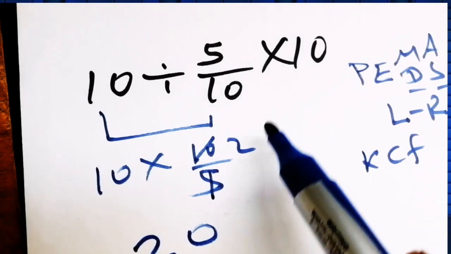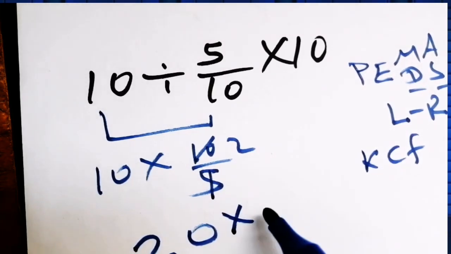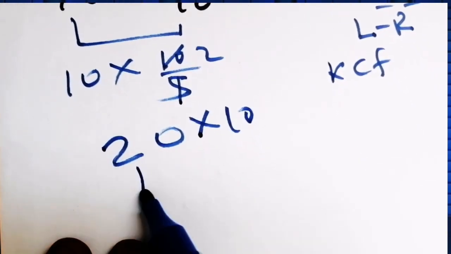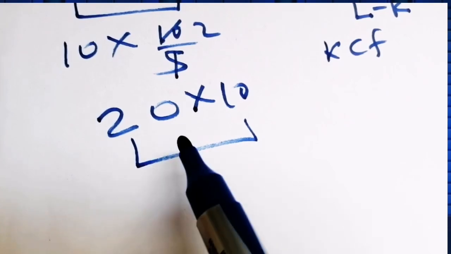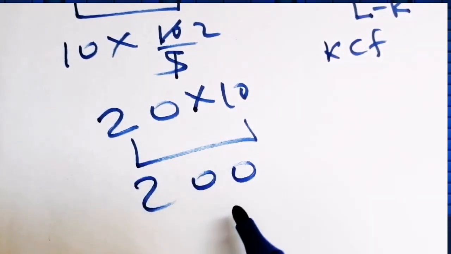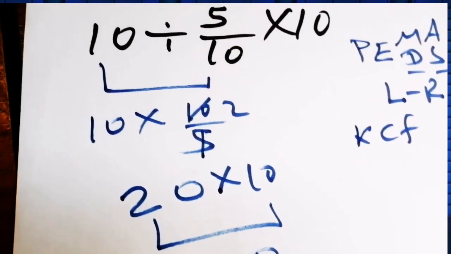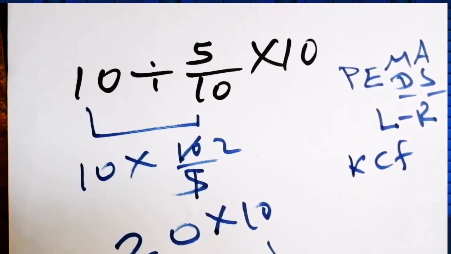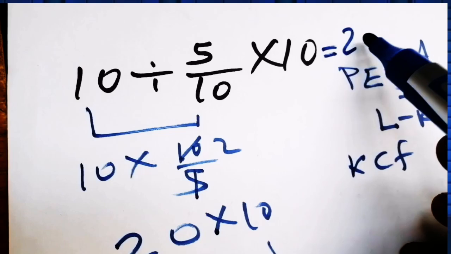Okay, then 20 times 10 equals 200. Therefore the correct answer of this problem is 200. The correct answer of this problem equals 200.